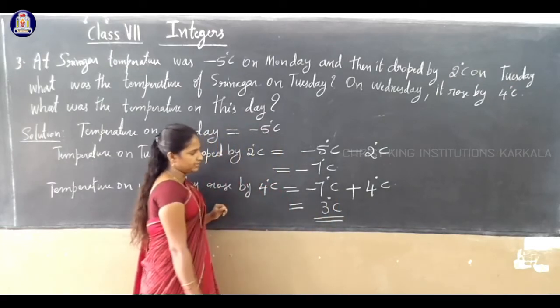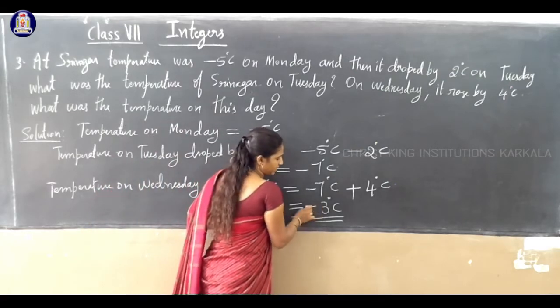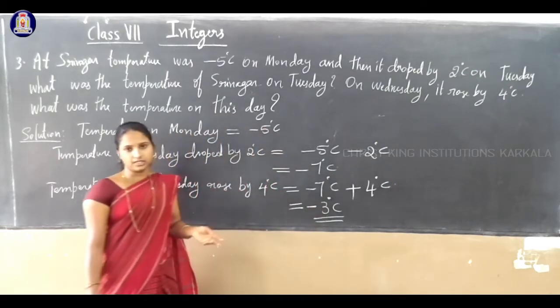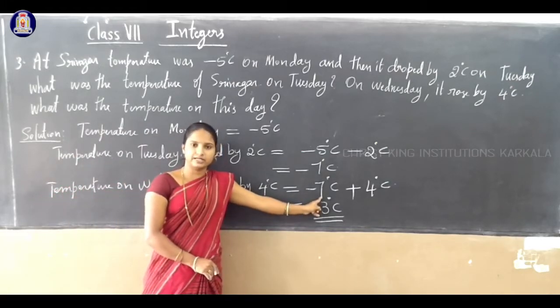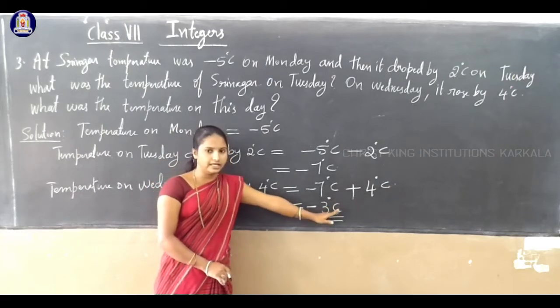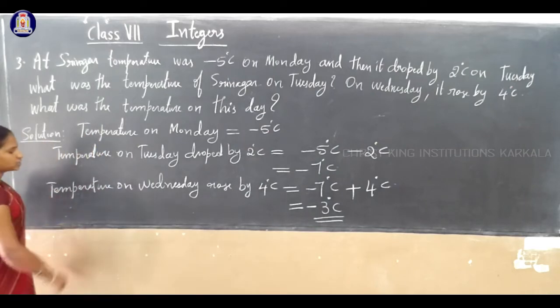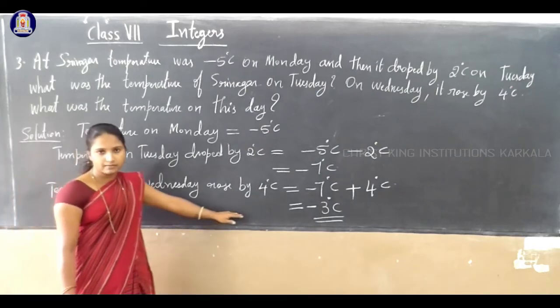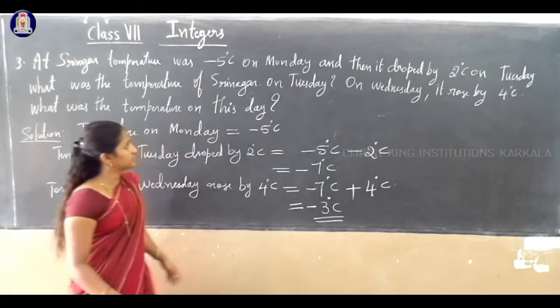So minus 7 plus 4. Minus 7 plus 4 we get minus 3 degrees Celsius. Yeah? The greater number sign is minus, correct? The greater number is 7, the sign is minus. So we get the answer minus 3 degrees Celsius. Therefore, the temperature on Wednesday is minus 3 degrees Celsius. Clear? So this is the question.